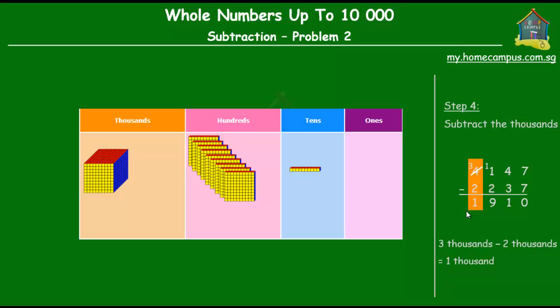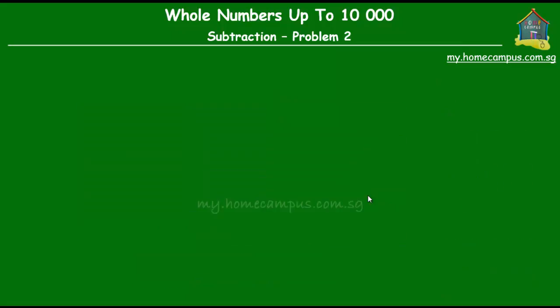So 4,147 minus 2,237 gives us 1,910. So Jason has 1,910 more cards than Jordan. Let's summarize our steps here.